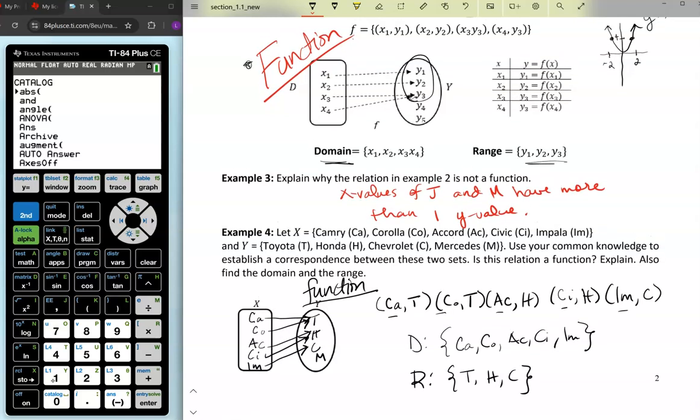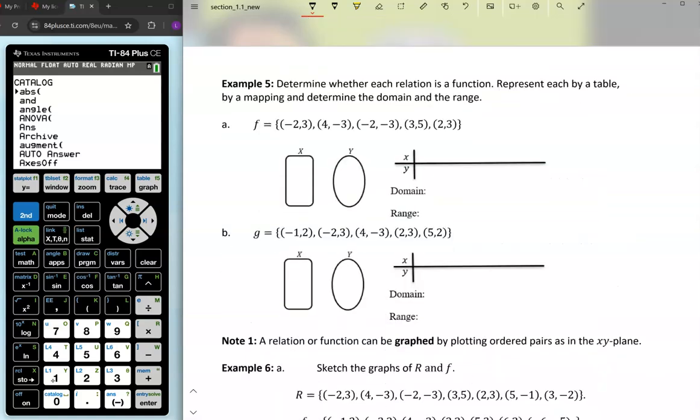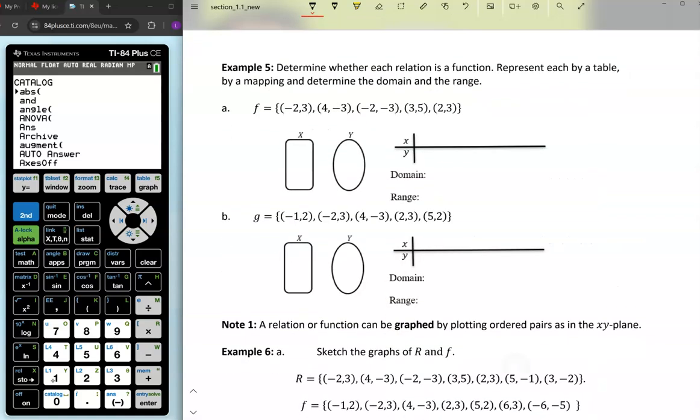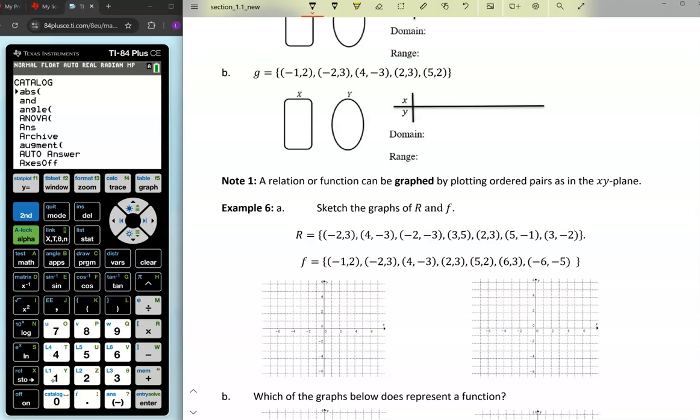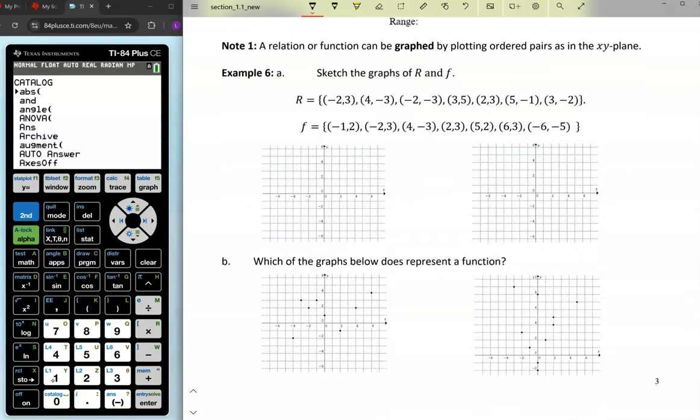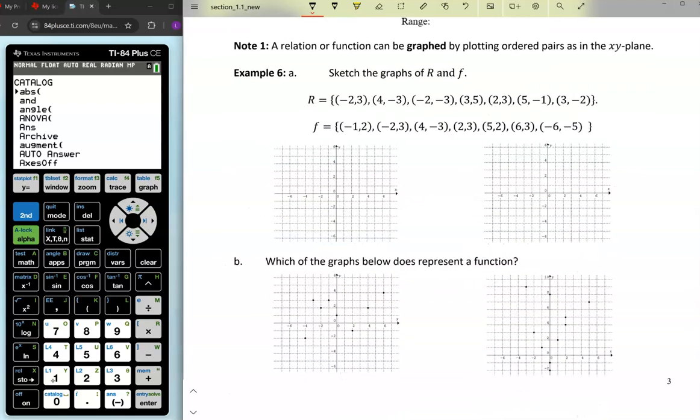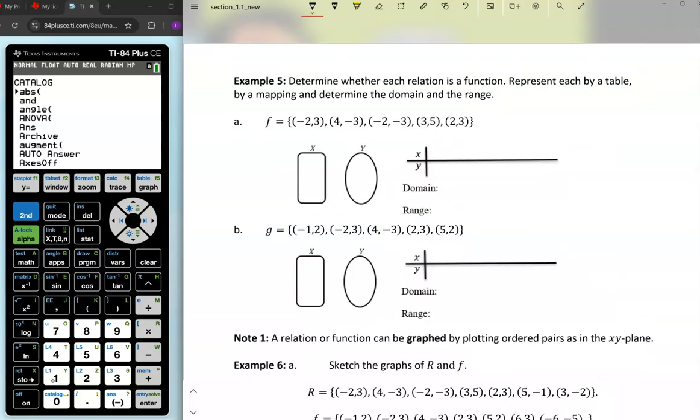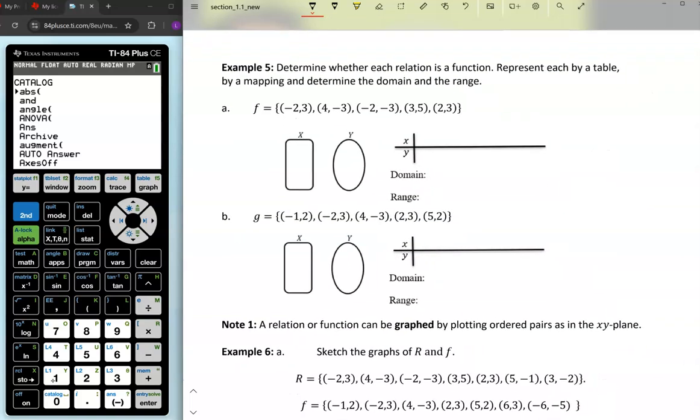Next page in our workbook continues these examples. We have mappings with tables, and then we have ordered pairs with graphs, and then we get to take a look at some very small dots and decide if they represent a function. So starting with the mappings between ordered pairs and their table, let's start off on the first one.